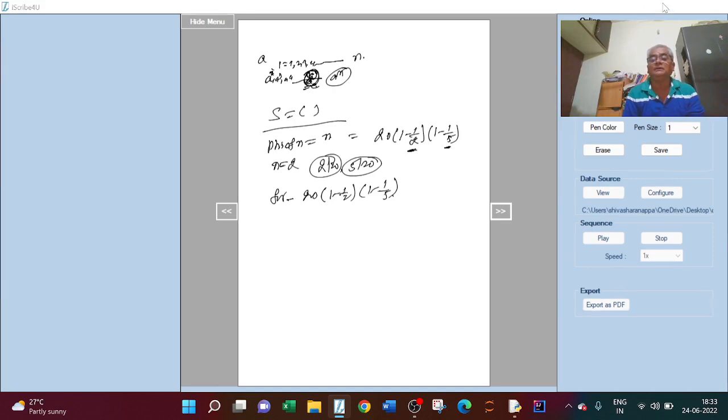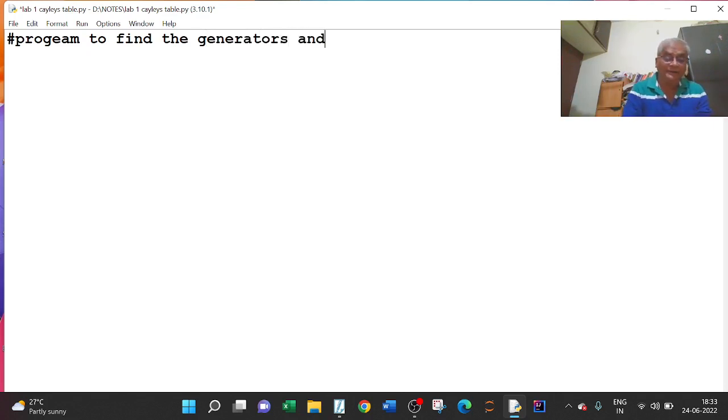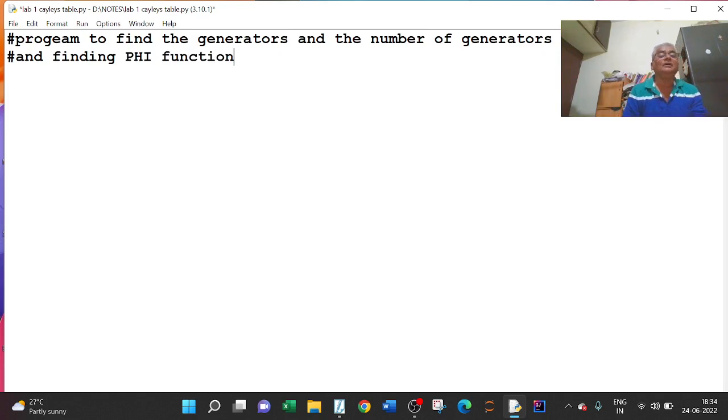Okay, so let me go to Python. So here write a program to find the generators and the number of generators, and finding the pi function, and verifying this pi function is equal to the total number of generators. Here I have used hashes. This is for the comment line.